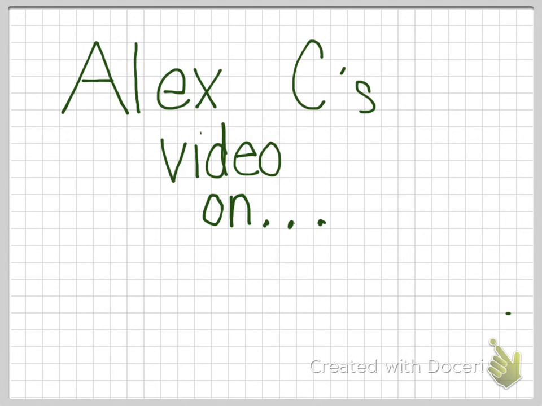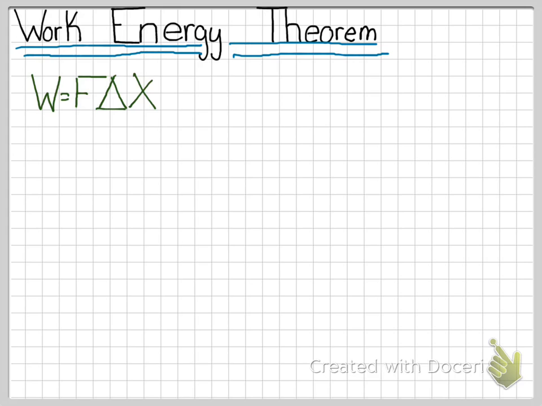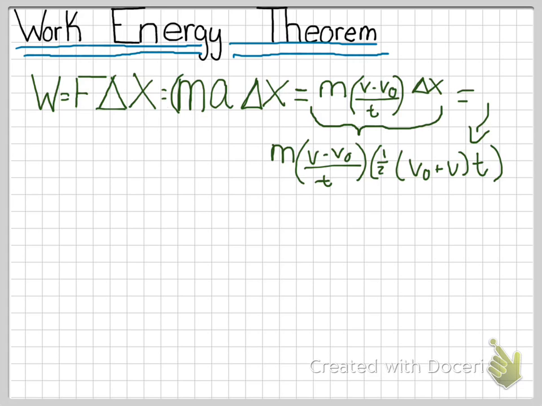This video will cover the work-energy theorem. As we know, work is equal to force multiplied by the change in x. When we expand this equation, we get mass times acceleration times the change in x is equal to work. When we continue to expand this equation out, we get this large equation at the bottom. And this large equation at the bottom is equal to work.